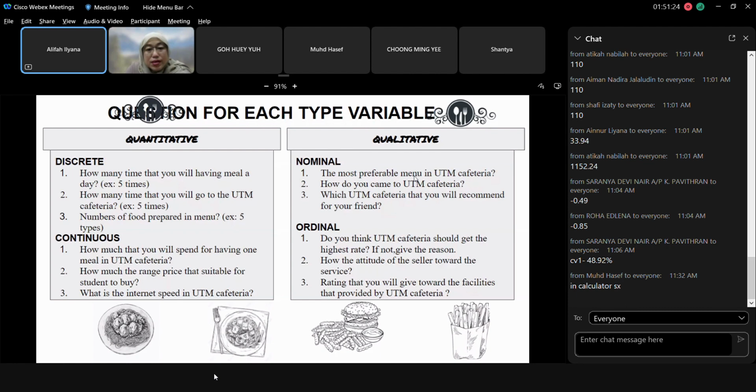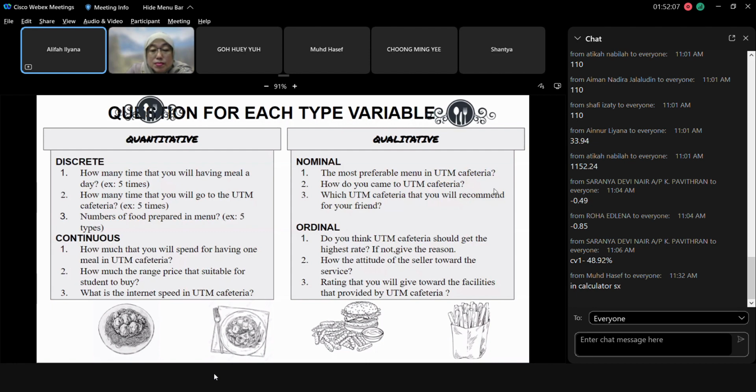Okay. So the question for each type of variable. The first one is quantitative. We have two types, discrete and continuous. For discrete, the first question is how many times that you will have a meal a day. Number two is how many times that you will go to the UTM cafeteria. Question number 3 is numbers of food prepared in menu. For the continuous, number 1 is how much that you will spend for having one meal in UTM cafeteria. Number 2 is how much the range price that's suitable for students to buy. And the last question is what is the internet speed in UTM cafeteria.